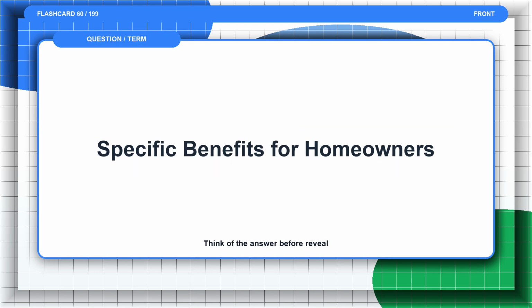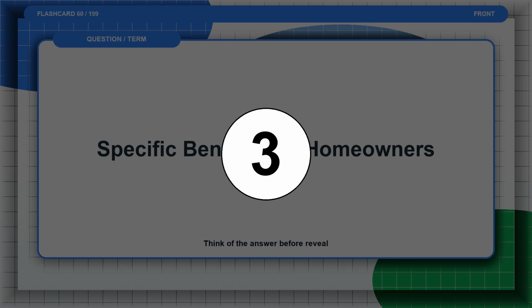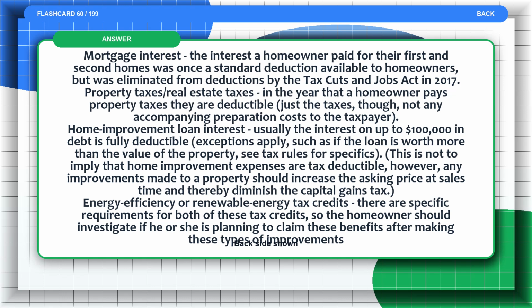Flashcard 60. Specific benefits for homeowners. Pause and think of the answer before the reveal. The answer is mortgage interest. The interest a homeowner paid for their first and second homes was once a standard deduction available to homeowners, but was eliminated from deductions by the Tax Cuts and Jobs Act in 2017.